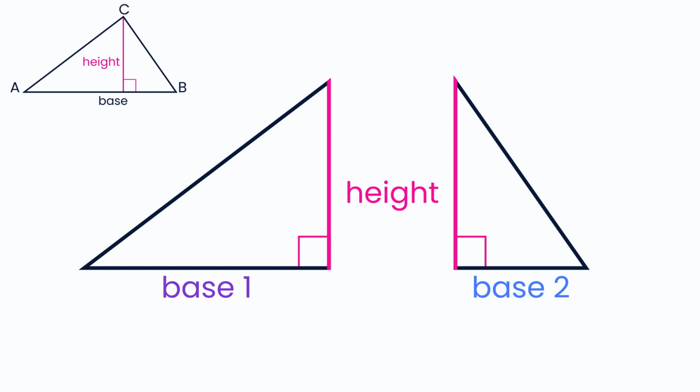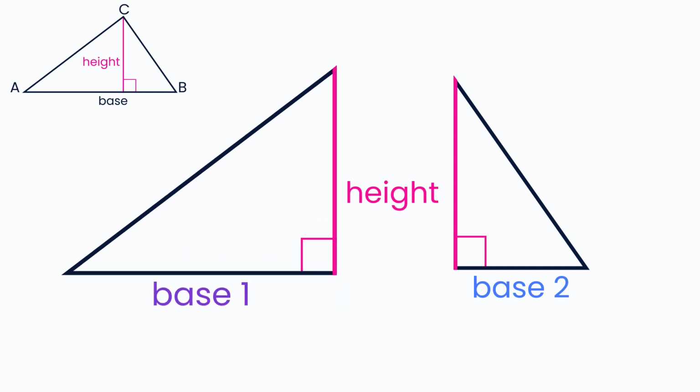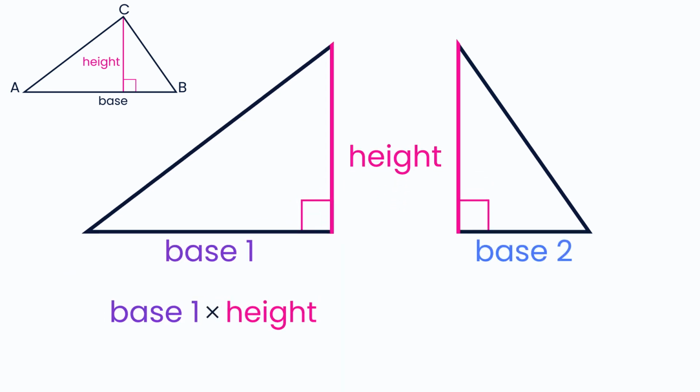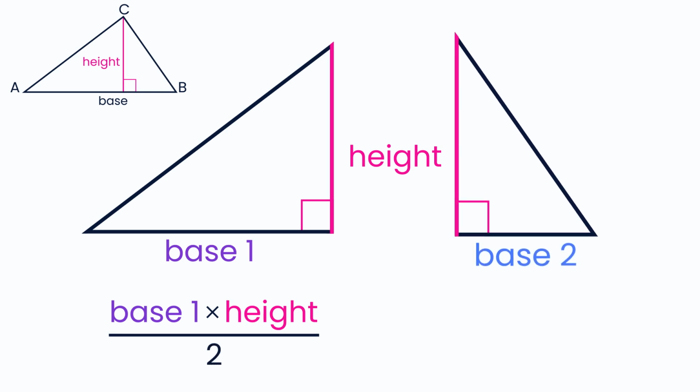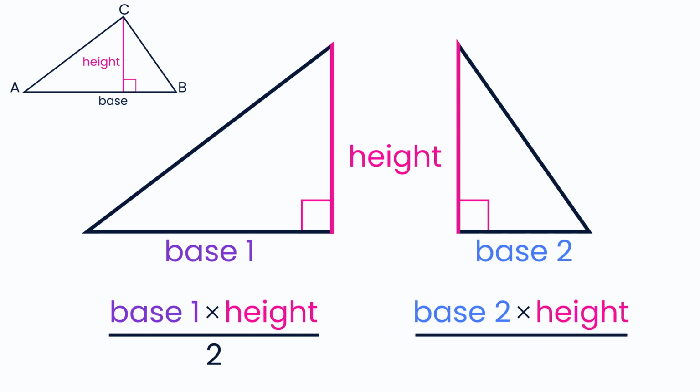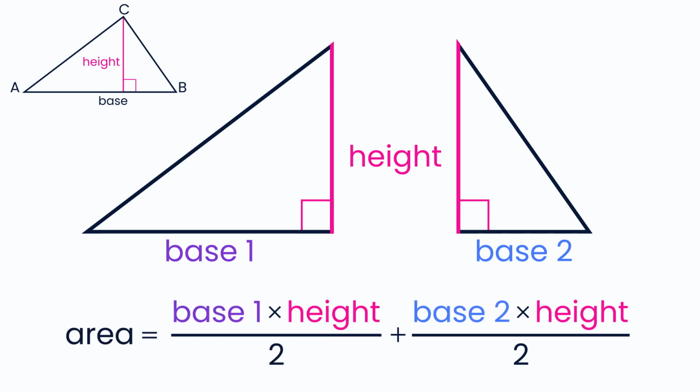If you use the area formula for a right triangle, the area of this triangle will be base 1 times height divided by 2, while the area of this triangle will be base 2 times height divided by 2. You find the area of triangle ABC by adding the areas of the 2 smaller triangles together. Base 1 times height divided by 2 plus base 2 times height divided by 2.